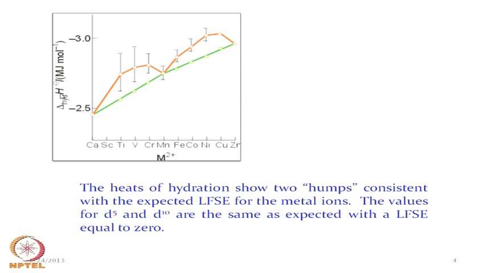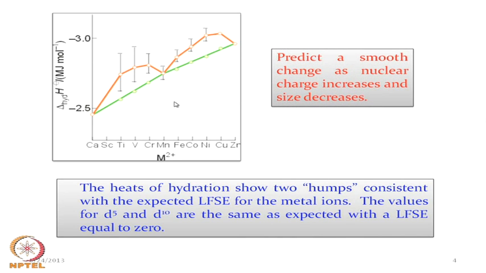It is the delta hydration H0 in kilojoule per mole, and the values for this contribution have an error bar, depending upon the measurements and the salts used. But there is a monotonic increase of these values along the green line, going from d0 to d5 to d10. If we include the CFSE contributions, we get these orange lines forming the double hump curve. But if we do not have the CFSE contribution, all these values fall on the green line, where there is no CFSE contribution for hydration.